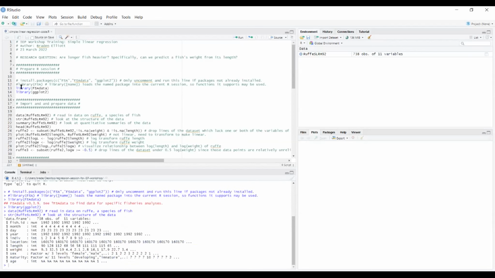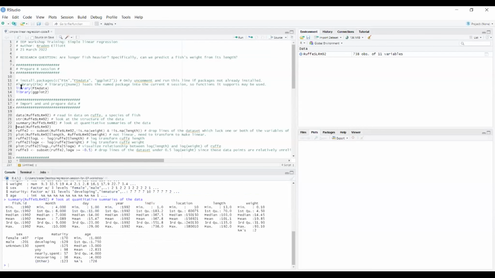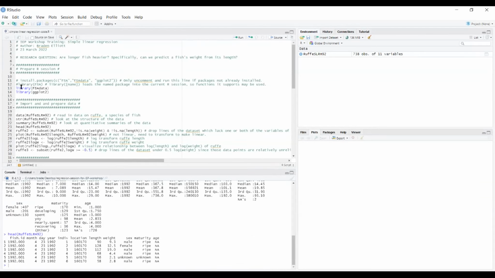What's the structure of the data? As in, what are our variables? What kind of information is in them? Numerical, integer, factor, and so forth. What are some quantitative summaries of those data? And what are the first few lines of those data, just to get ourselves acquainted with it.